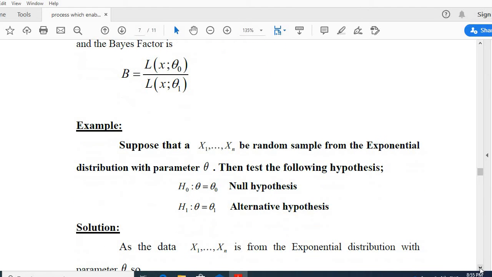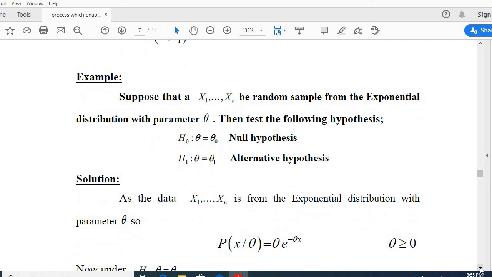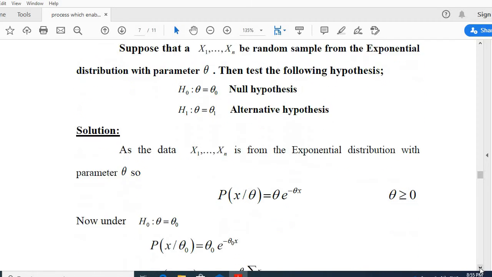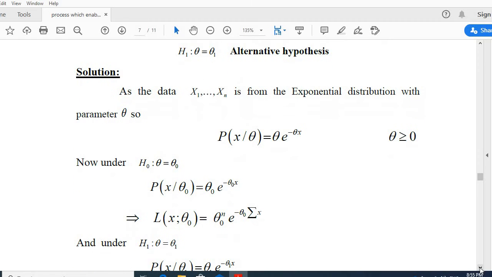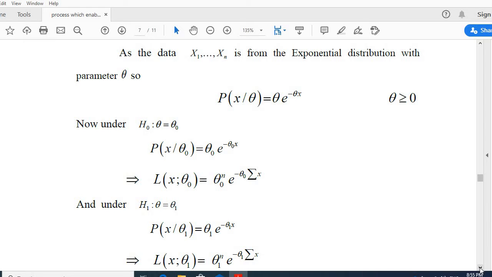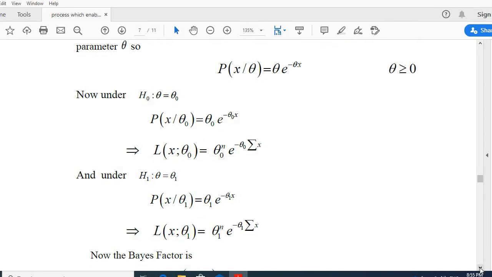Suppose that x1, x2, x3 is a random sample from an exponential distribution with parameter theta. Then test the following hypothesis: H0: theta is equal to theta naught and H1: theta is equal to theta 1. As the data x1, x2, x3 follows the exponential distribution, therefore p(x given theta) is equal to theta into e raised to power minus theta x, and under H0, theta is equal to theta naught, p(x given theta naught) is equal to theta naught into e raised to power minus theta naught into x.